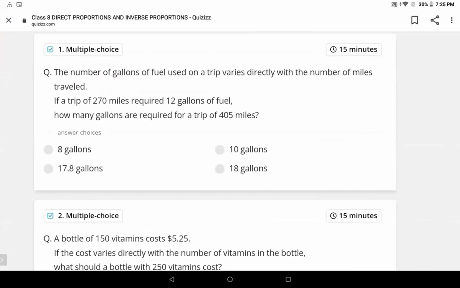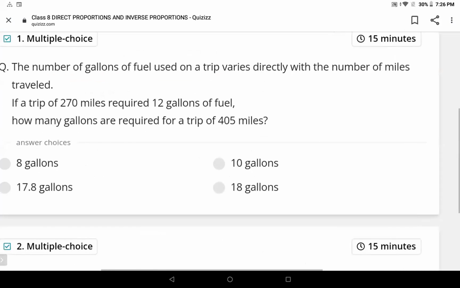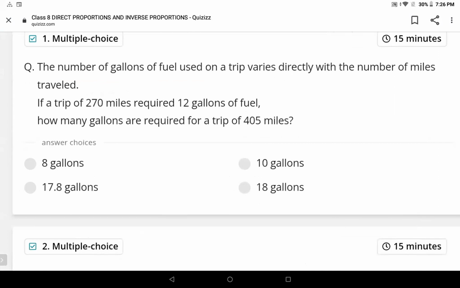Yes, who is going to read the question? Nitya, can you please read the first question? Yes, ma'am. The number of gallons of fuel used on a trip varies with the number of miles traveled. If a trip of 270 miles required 12 gallons of fuel, how many gallons are required?